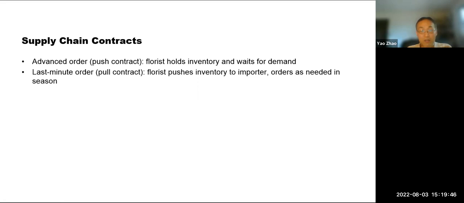Does the florist get a better forecast over time? Yes, I think so, because they have the demand data. If they share the demand data with the importers, the importer will have the same visibility, but if they do not, and that happens very often, importers will have no idea what is selling and what is not.